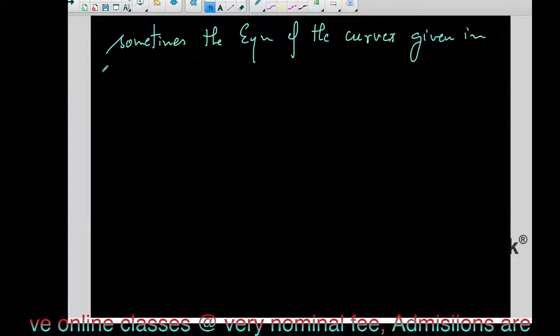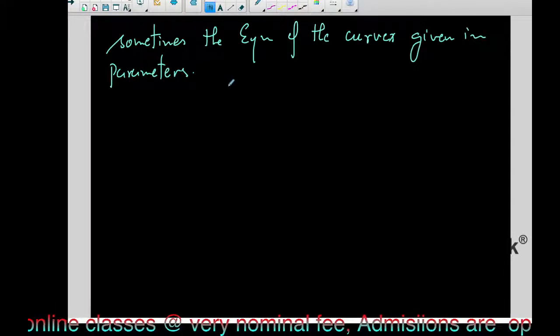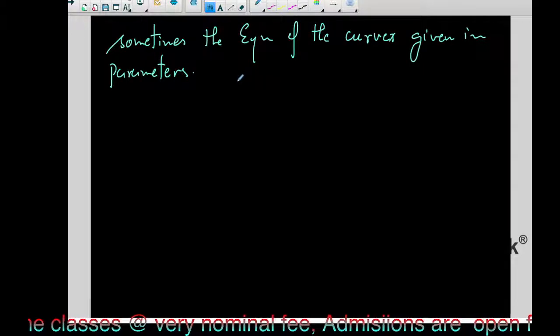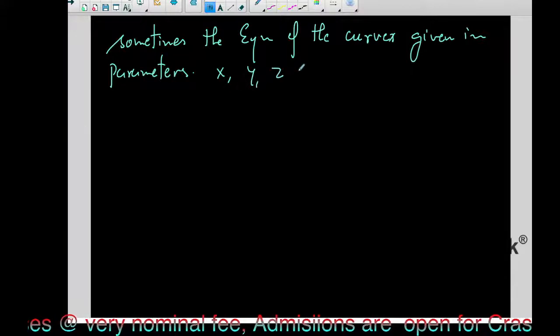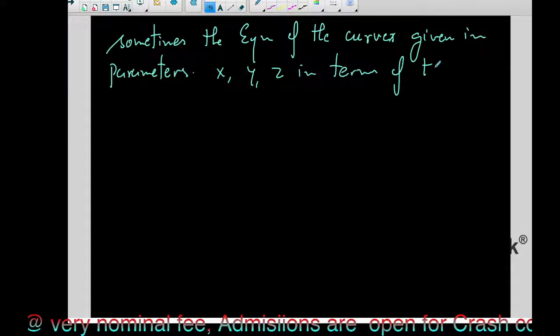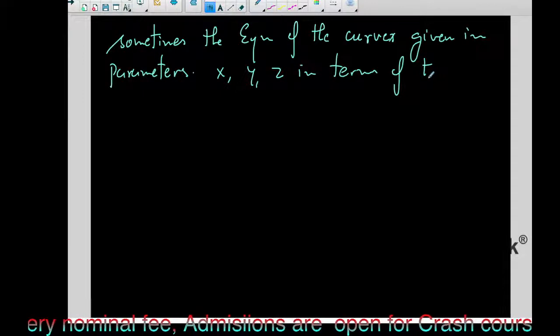But sometimes it is given in piecewise function or parametric form. In the parametric format, what will you do? Let's see. Sometimes the question occurs this way. Let me write: sometimes the equation of the curve is given in parameters. The parameter may be t, meaning x, y, z are expressed in terms of the parameter t.